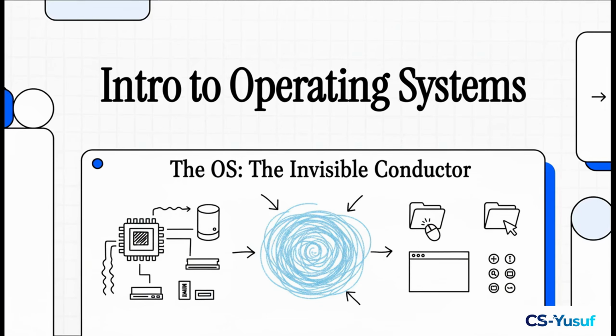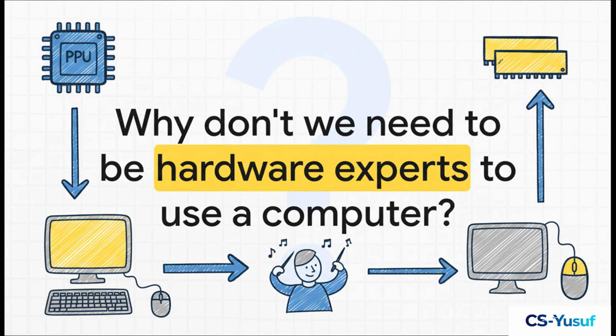You use it every single day, probably without even thinking about it. It's the most important piece of software on your computer, your phone, well, pretty much everything. And today we're going to pull back the curtain on this invisible conductor that makes it all possible, the operating system.